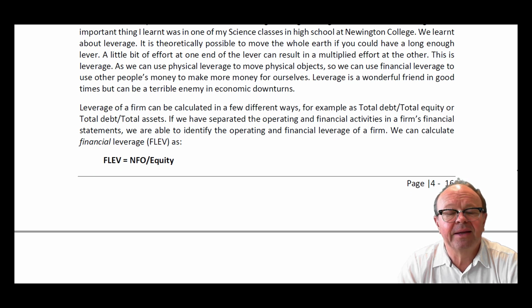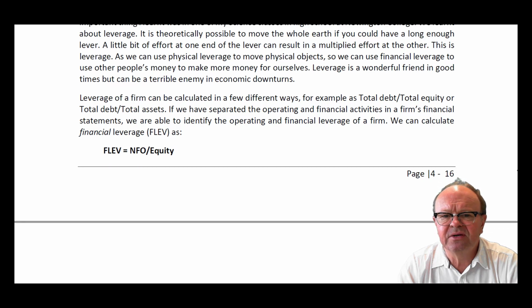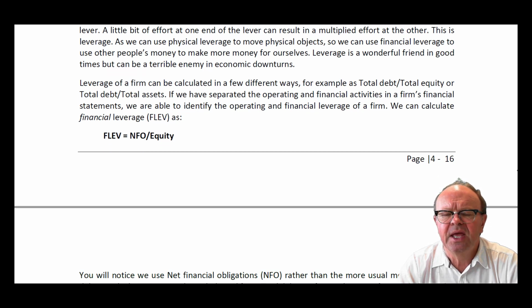The single most important thing I learnt was in one of my science classes in high school at Newington College. We learnt about leverage. It is theoretically possible to move the whole earth if you could have a long enough lever. A little bit of effort at one end of the lever can result in a multiplied effort at the other. This is leverage. As we can use physical leverage to move physical objects, so we can use financial leverage to use other people's money to make more money for ourselves. Leverage is a wonderful friend in good times, but can be a terrible enemy in economic downturns.